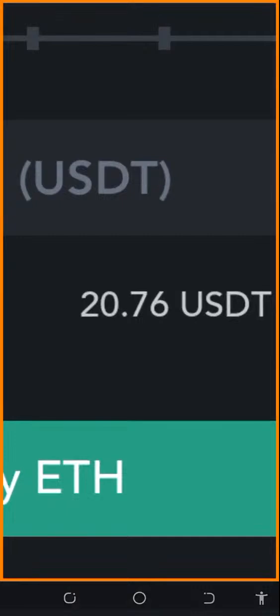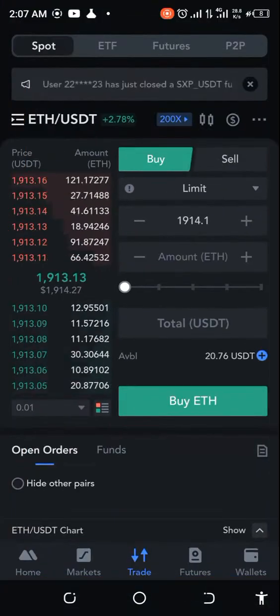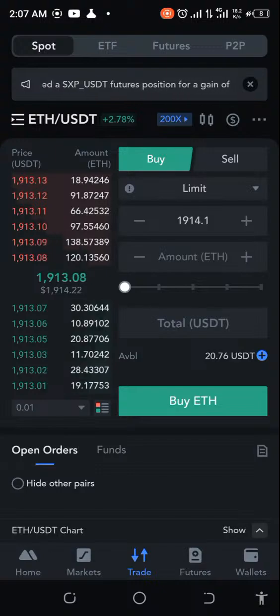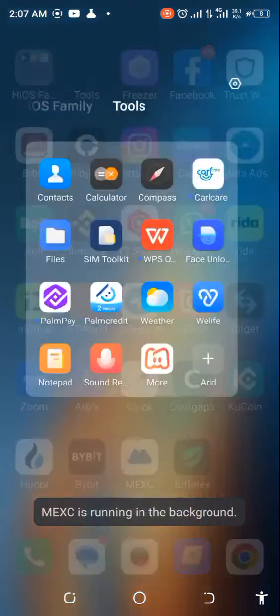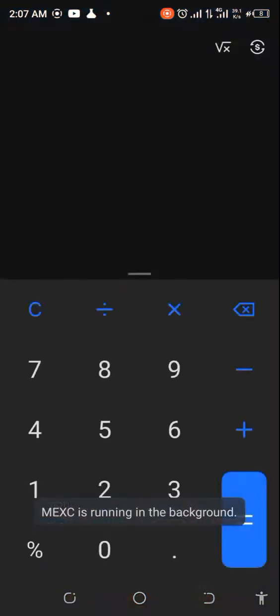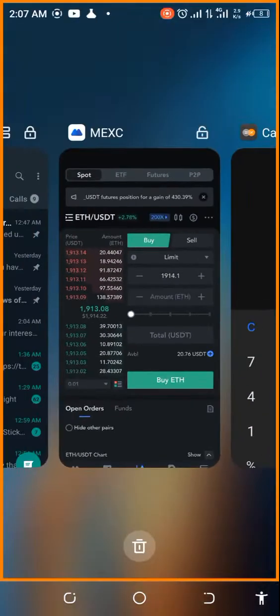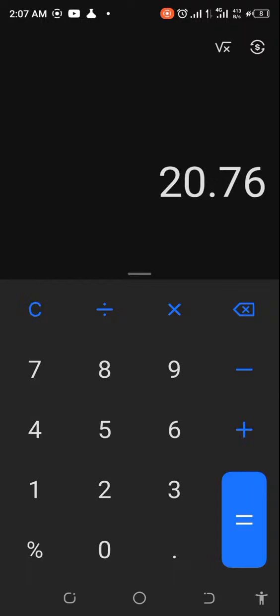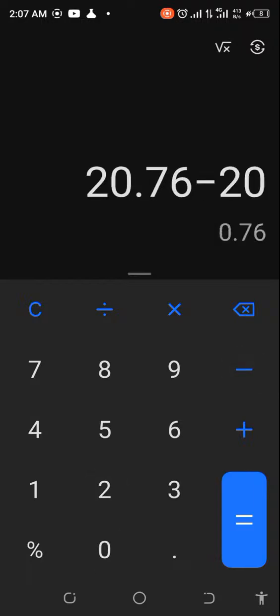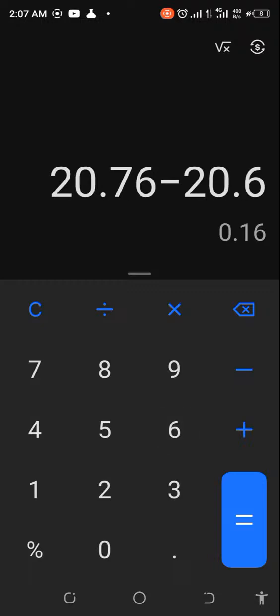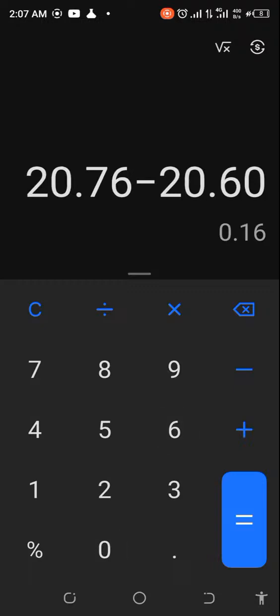20.76 USDT? That means, because don't forget that we started out with 20.60, even though it only picked up 20.59. So let's just go to our calculator and do the mathematics, okay? So what that means is that 20.76, am I correct? 20.76, yeah. So 20.76 minus 20.60. 16 cents. Yeah, it wasn't exactly so fantastic, but it's something.